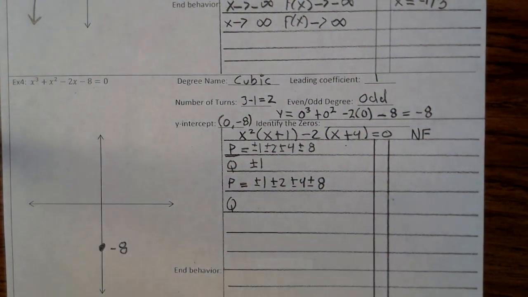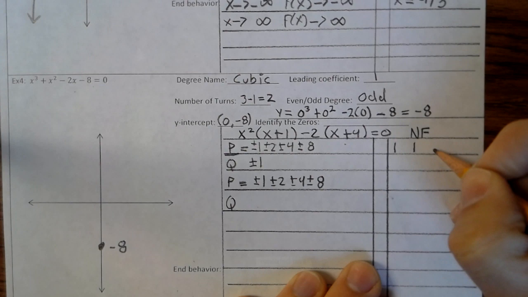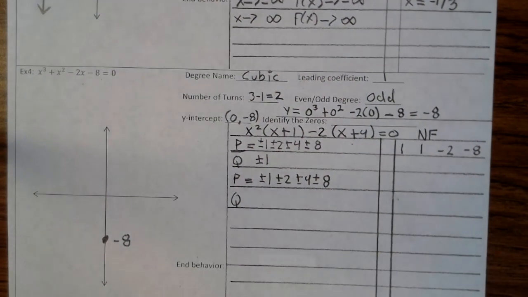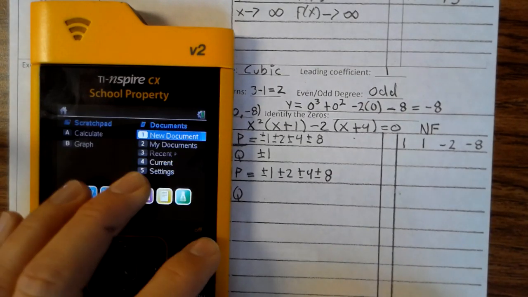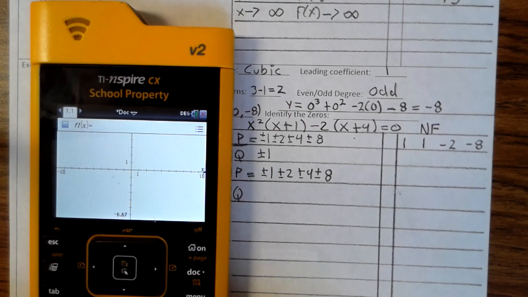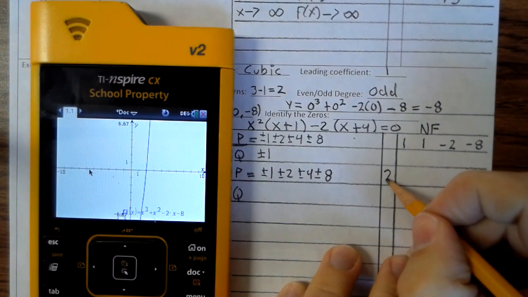Okay. Now we're going to use synthetic division. So we have 1, 1, negative 2, negative 8. To save ourselves time, let's find one of the zeros from graphing. So we're going to go to New Document, No, Add Graph, and we're going to graph x cubed plus x squared minus 2x minus 8. And it looks like we have a zero at 2. So we're going to use synthetic division using 2.